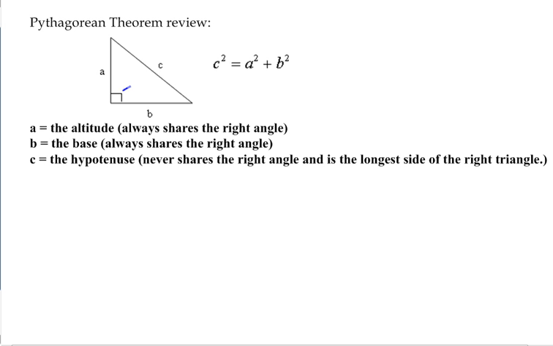C. C is going to be opposite the right angle, so it never shares the right angle. It's the hypotenuse. If you're not sure how to find it, it's the longest side, and it is always opposite the right angle. A and B, it doesn't matter which one you label as A or B. You can use A for altitude, B for base. What matters is you get C right. If you get C right, you'll get the right answer.